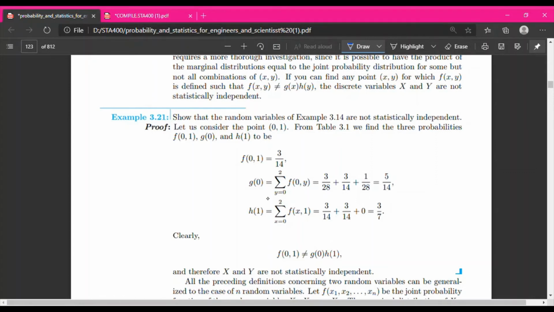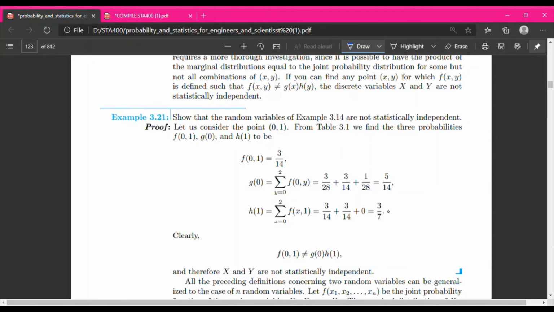Marginal of x0 is 5/14 and marginal for y equal to 1 is 3/7. So we want to check from x and y whether x and y are independent or not. For discrete, we have many pairs of x and y, right? You can choose any pairing to check whether these two variables are independent or not. So you can choose any pairing.